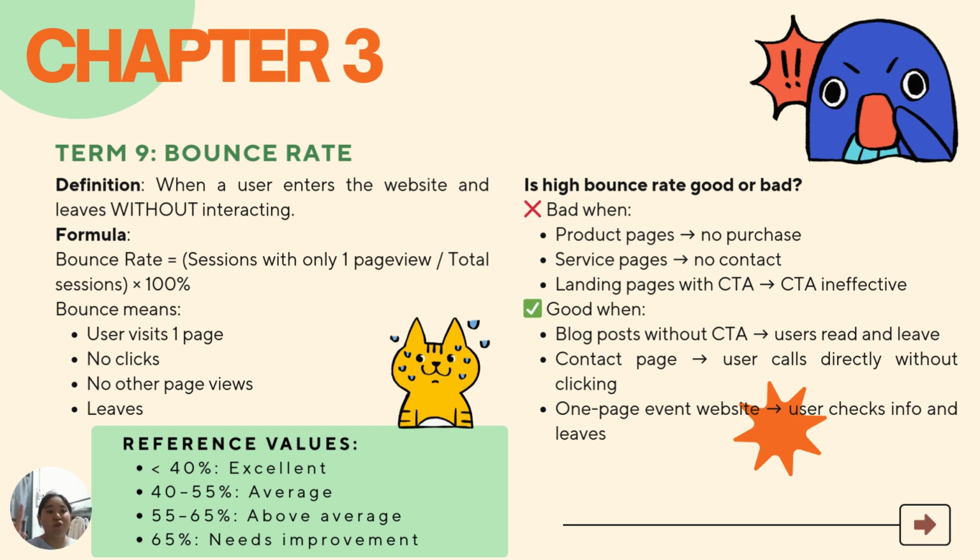The term 9 is bounce rate. Bounce rate is when the user enters the website and leaves without any interaction. The formula is bounce rate equals the sessions with only one page view divided by total sessions, multiplied by 100%. Bounce means that the user visits one page, no clicks, no other page views, and they leave.